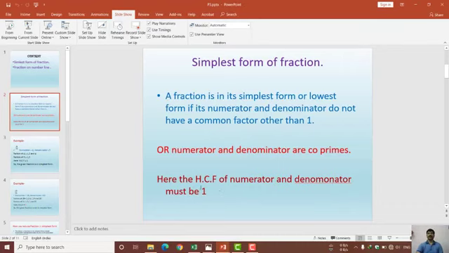If the HCF of numerator and denominator is 1, then the numerator and denominator will be co-prime. So if any fraction has numerator and denominator such that the HCF of both is 1, then that form is known as the simplest form of the fraction.